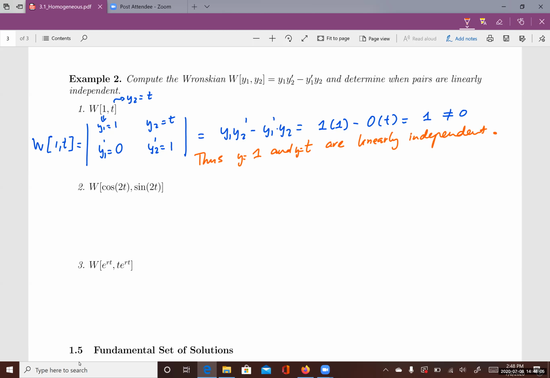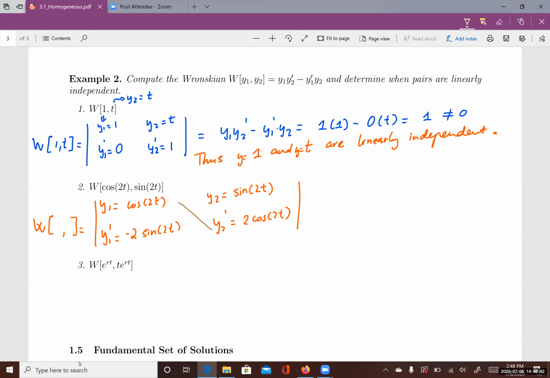Okay, let's go to the next pair. You have cosine of 2t and sine of 2t. Again, y1 equals cosine of 2t, and y2 equals sine of 2t. So for y1, I can find y1 prime equals negative 2 sine of 2t, and y2 prime equals 2 cosine of 2t. To find the Wronskian of these two functions, I use the cross multiplication technique.